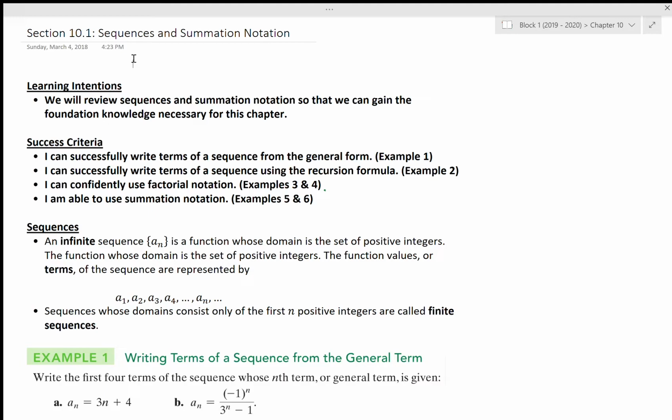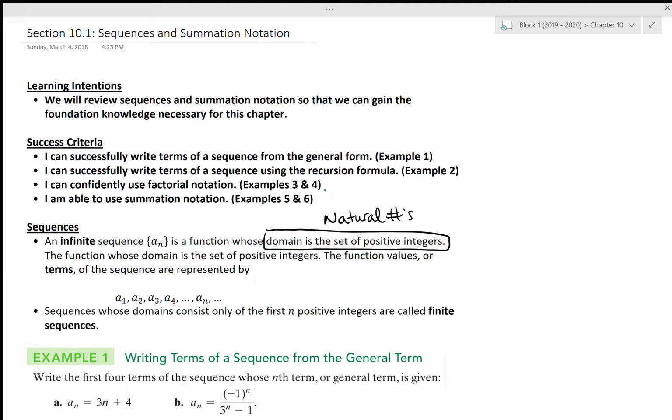Now, sequences. An infinite sequence is a function whose domain is a set of positive integers. So, basically my natural numbers. Remember, natural numbers are counting numbers: 1, 2, 3, 4, and so on and so forth. So no decimals, no negatives, no zero.